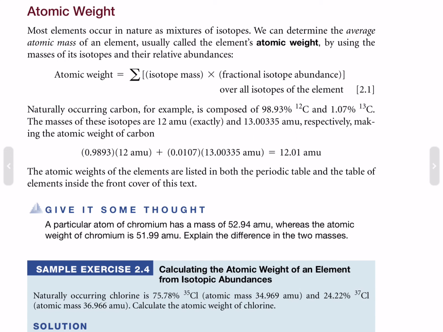isotopes of an element. Naturally occurring carbon, for example, is composed of 98.93% carbon-12 and 1.07% carbon-13. The masses of these isotopes are 12 AMU exactly and 13.00335 AMU respectively, making the atomic weight of carbon 0.9893, that's the percentage, times 12 AMU plus 0.0107, that's 1.07%, times 13.00335 AMU, which averages to 12.01 AMU.